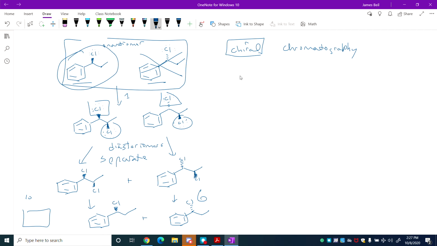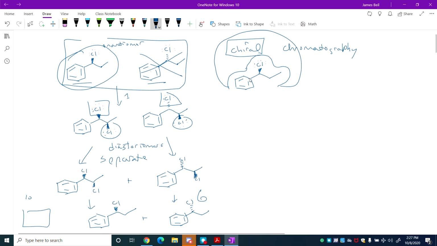And the details of that we don't have to get into, but if this thing has a specific three-dimensional shape and the chlorine's pointing in a certain direction in space, I can mold around this a structure that has a cavity here for this molecule to fit into, and then I can take these structures and pack them into a column. Very crude drawing, obviously. I'll pack this into a column.